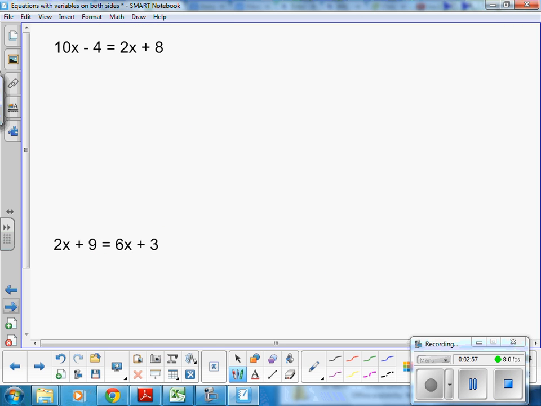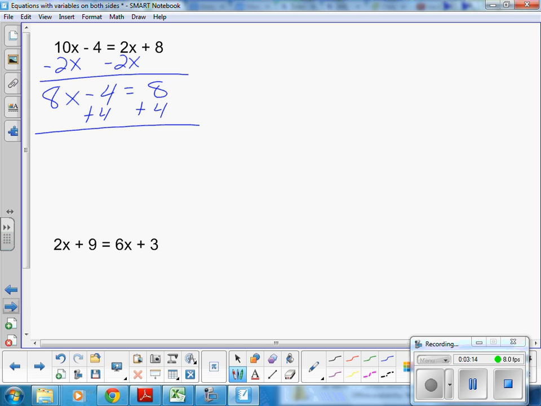Next set of problems, I'm going to do the same thing. I'm going to subtract 2x from both sides. Notice there is a pattern on how to do these problems. 8x minus 4 is equal to 8. I add 4 to both sides. That gets rid of my subtract 4. 8x equals 12. I divide by 8, divide by 8.